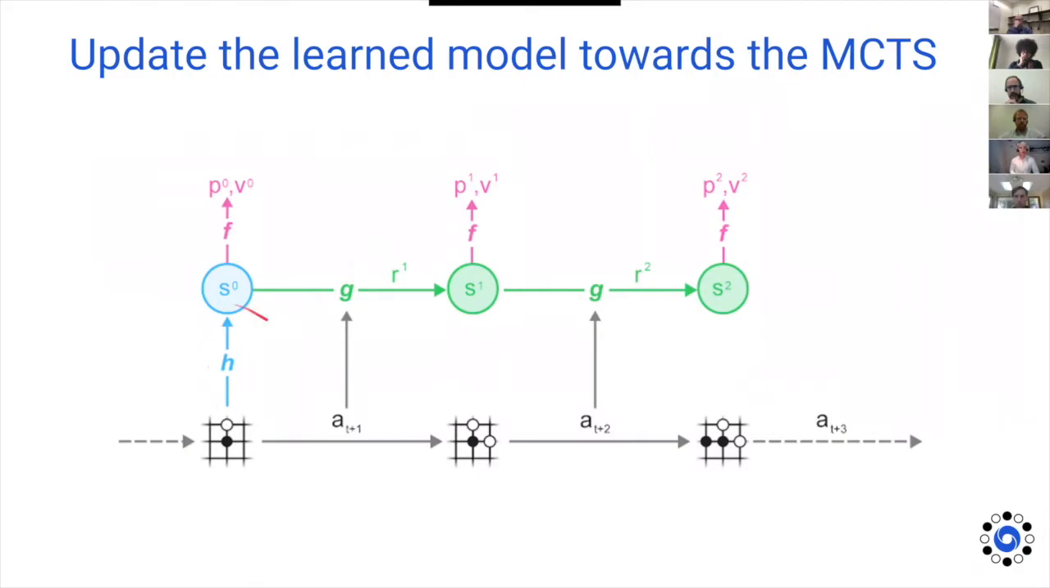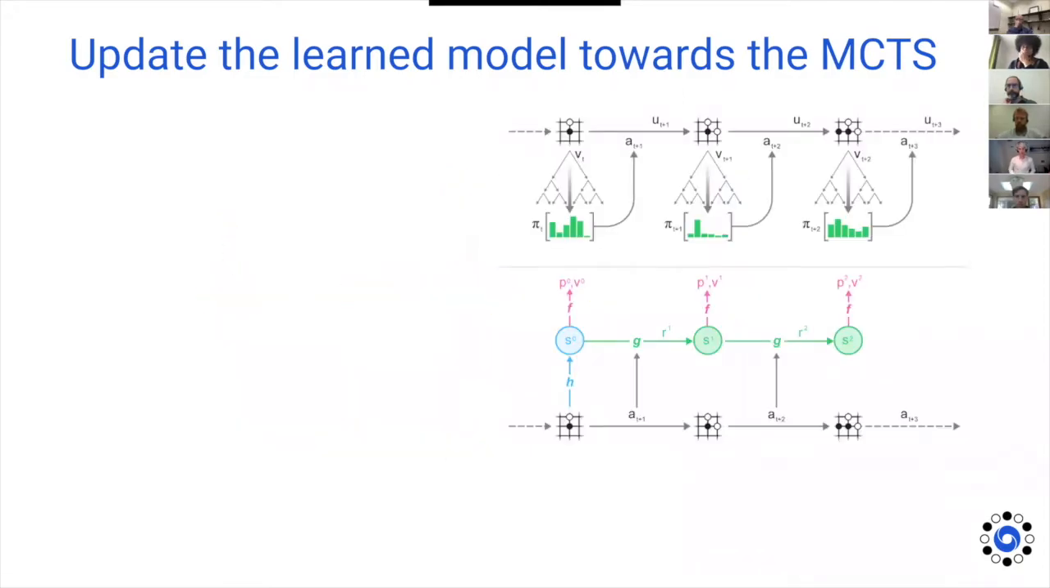We use our representation function to map from the state to some embedding space. We use the dynamics function to roll forward, given the previous state and the action, how do we get to the next state repeatedly. And then we can use a prediction function to estimate prior and value. And these estimates, we can then update from the stored search information from our trajectory. So the top and the bottom, this is just symbolizing the same trajectory, so you can easily see the stored search information.